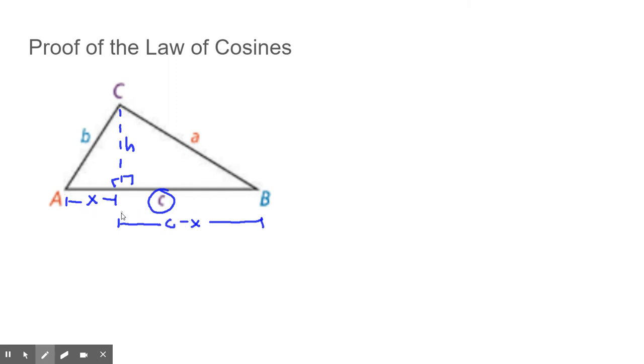And what I'm going to do is I'm going to do three things. I'm going to first do a cosine equation using this triangle here. So cosine of A, angle A, is going to equal my adjacent side, x, over my hypotenuse, b. And I'm going to solve this for x by multiplying both sides by b, and I get b cosine of A equals x. So I'm going to substitute that in later.